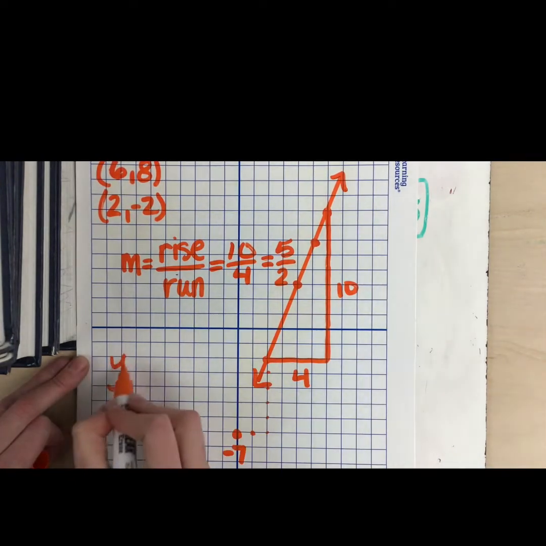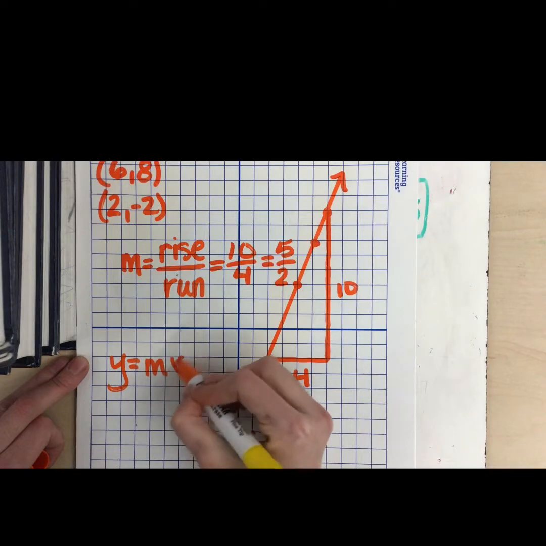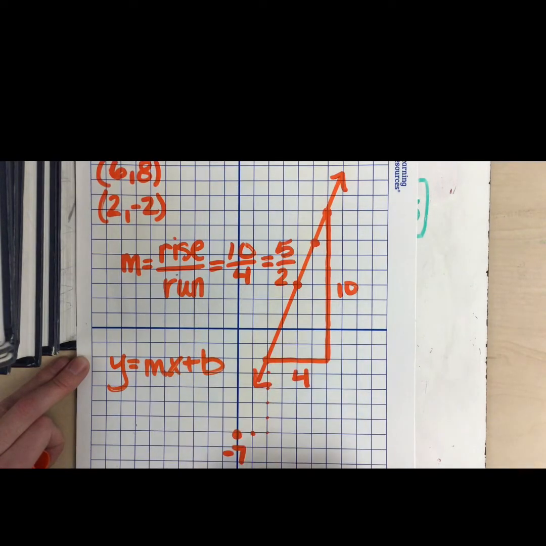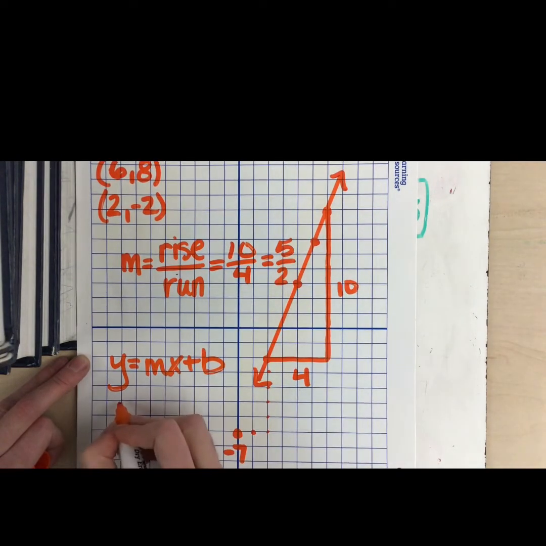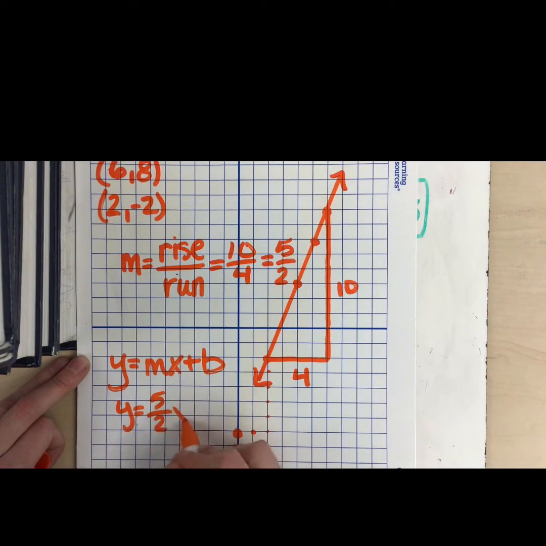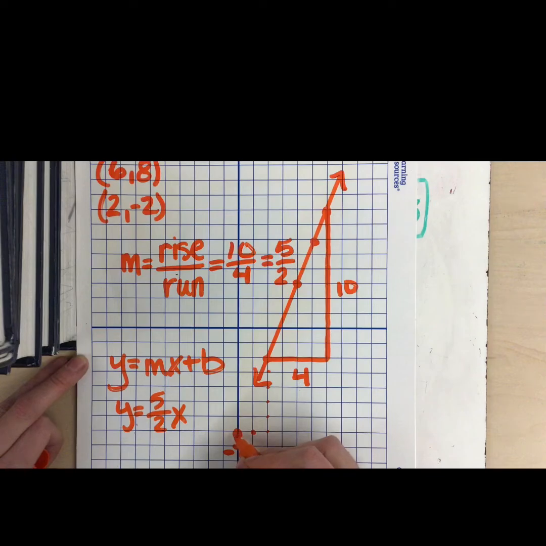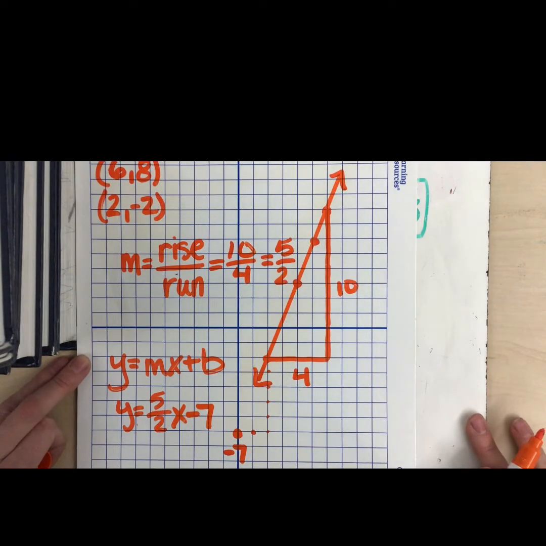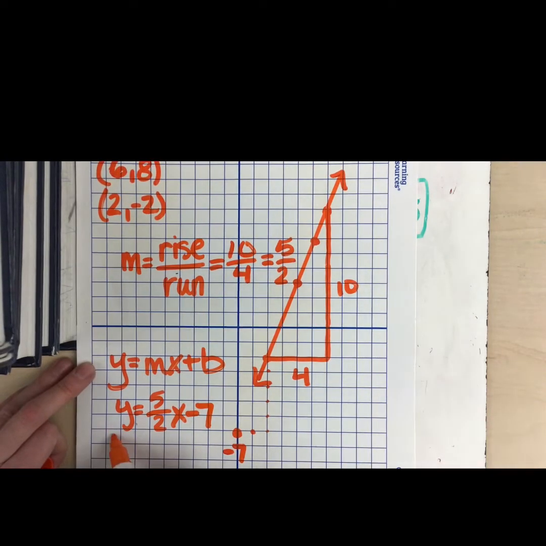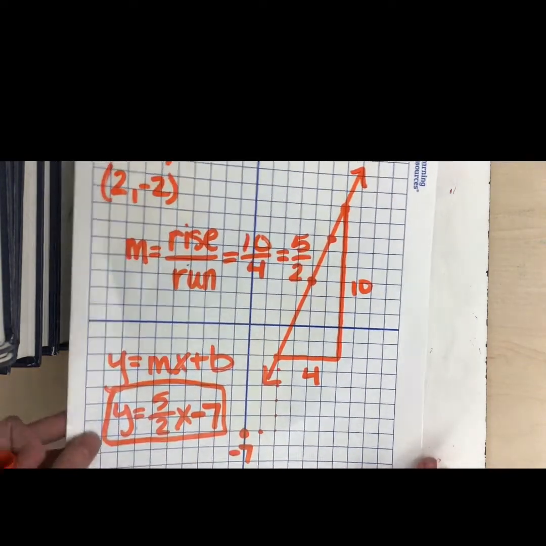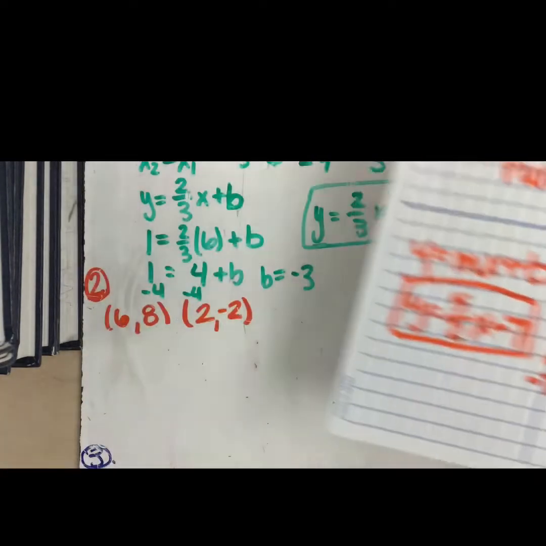I know that we want to write this in y equals mx plus b form. And we found our slope, that was 5/2, so y equals 5/2 x. And this y-intercept is the b part of my equation, so we would write -7. That is the final answer for graphing these equations and writing their equation out.